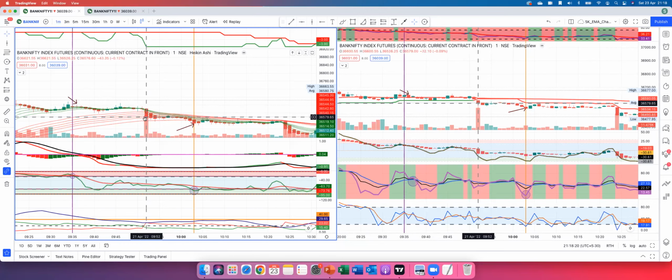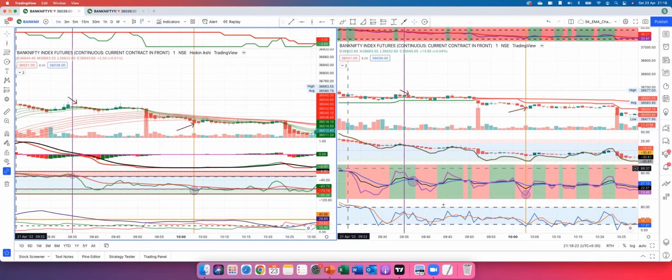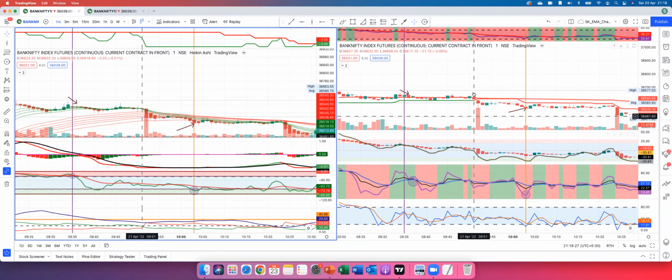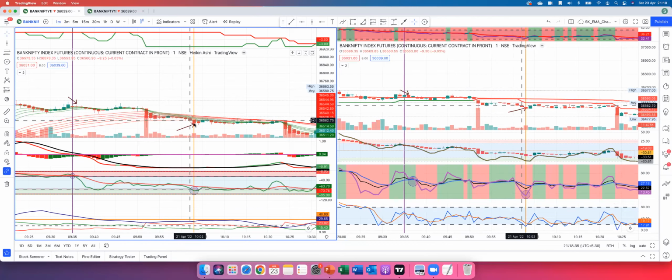Why? Because if you see, stochastic also was turning at that time, at this point, right? And Supertrend also was trying to come down. So this could have been a good one to exit, but I missed it. But I had to stay just to ensure whether the trade can go further down or not. So I stayed till this point and I exited.